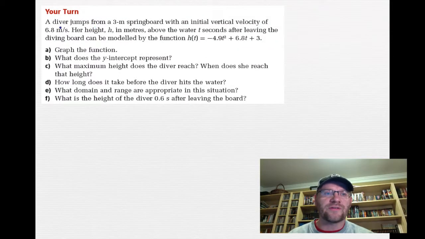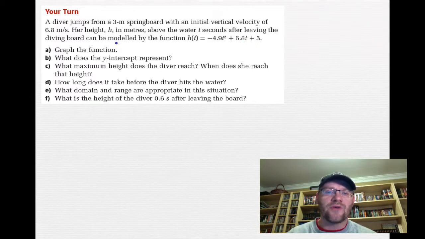So your turn. It says a diver jumps from a 3-meter springboard with an initial vertical velocity of 6.8 meters per second. Her height, h, in meters, above the water, t seconds after leaving the diving board, can be modeled by the function h of t equals negative 4.9t squared plus 6.8t plus 3. Part A says graph the function.